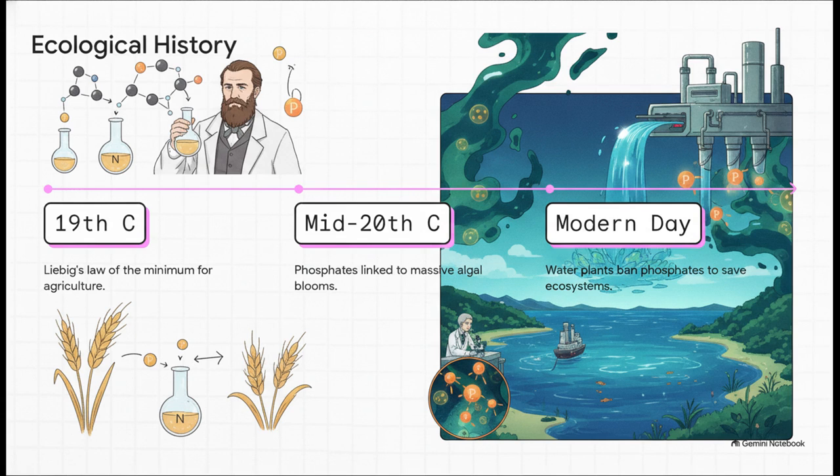Fast forward to the mid-20th century, scientists figured out that massive destructive algal blooms in Lake Erie were happening because of a sudden excess of phosphates. Phosphates were the environment's limiting reactant for algae. Today, modern water treatment plants actively remove those phosphates from sewage to restore the natural chemical balance and stop ecological disasters.